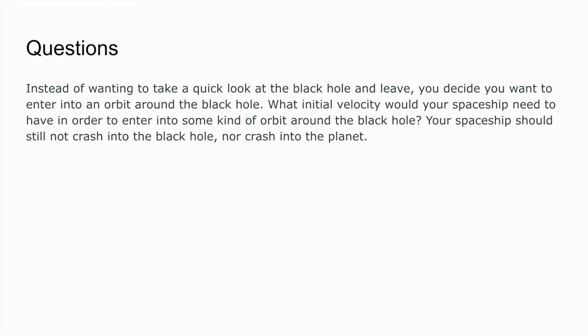Finally, for the last question, it asks, what initial velocity would your spaceship need in order to enter some kind of orbit around the black hole? So for the spaceship to enter an orbit, the spaceship must go close enough to the black hole to be under its influence of gravity, but not too close to the black hole where it would crash, and not too far away where the gravitational pull wouldn't be strong enough to pull it into an orbit. And through trial and error, I found that this initial speed should be about 9.6 times 10 to the 6 meters per second in order for it to enter an orbit around the black hole.